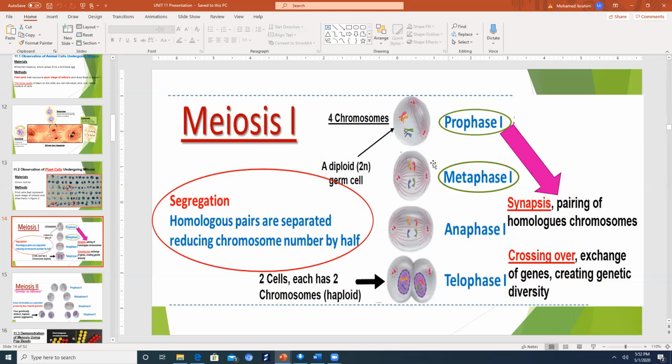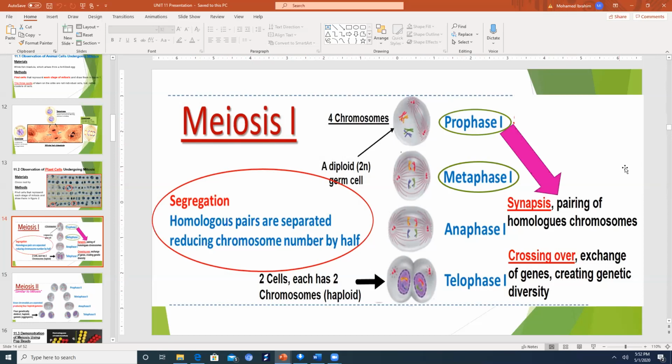In meiosis, again, it is PMAT. Again, meiosis can be meiosis 1 and meiosis 2. Meiosis 2, you consider it exactly like mitosis. You don't need to worry about it. Meiosis 2 will be exactly the same as mitosis. All the action and all the fun is during meiosis 1. What is going on in meiosis 1?